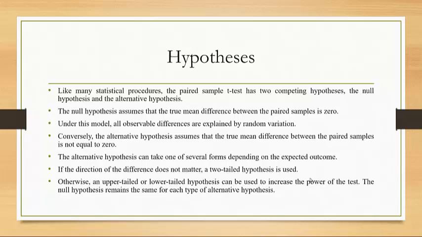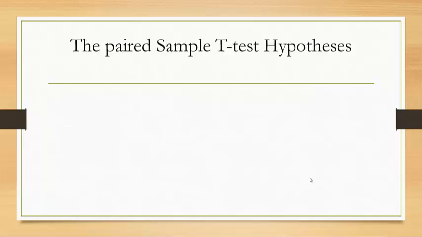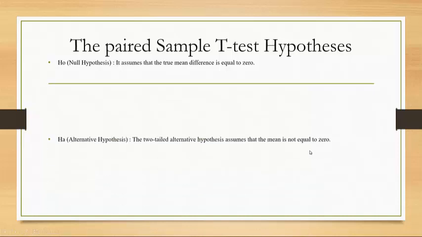Otherwise, an upper-tailed or lower-tailed hypothesis can be used to increase the power of the test. The null hypothesis remains the same for each type of alternative hypothesis. So in the paired sample t-test, when we talk about hypothesis, we mention the null hypothesis with H naught. You can see capital H, and in the subscript we put 0, and it is called the null hypothesis. This is the statement that we want to check. So it assumes that the true mean difference is equal to 0.